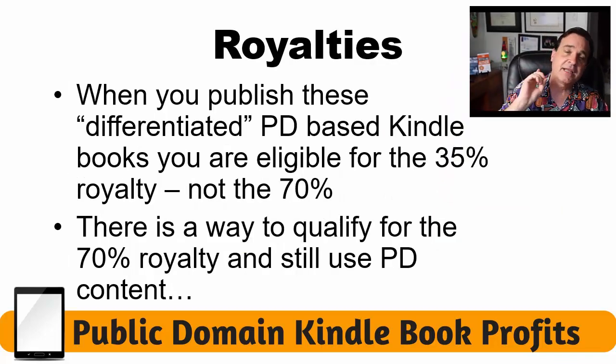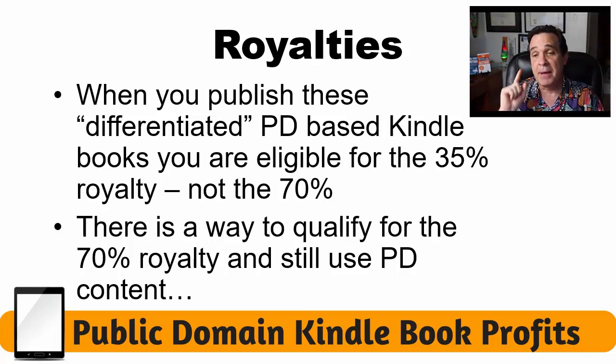Okay, now let's lastly talk about royalties. When you publish these differentiated public domain based Kindle books, you are eligible only for the 35% royalty, not the 70% royalty, okay? So keep that in mind. Don't click the 70% royalty when you know that it's in the public domain.